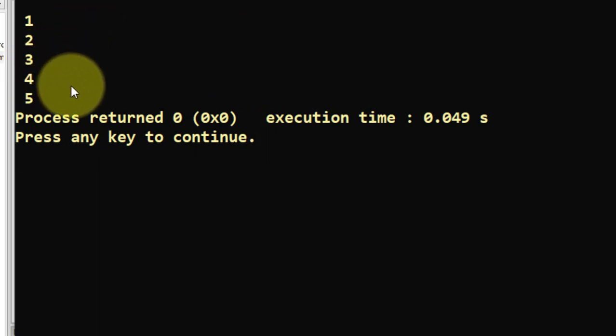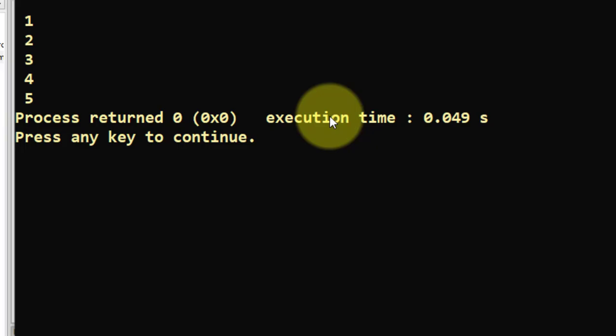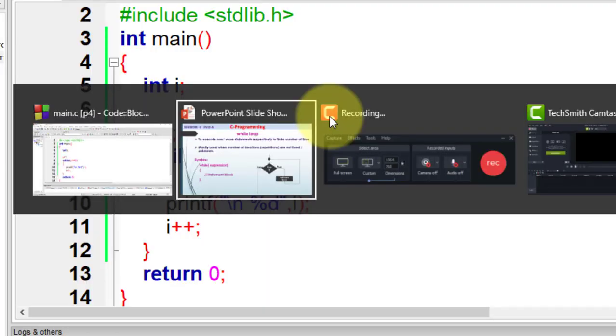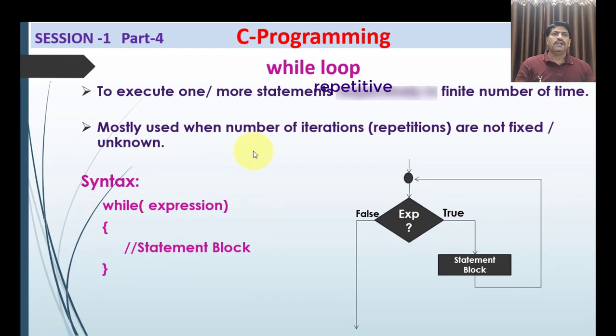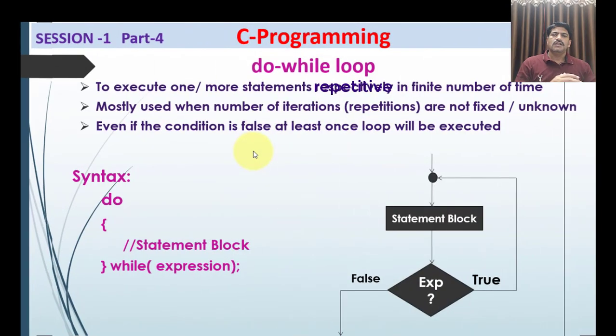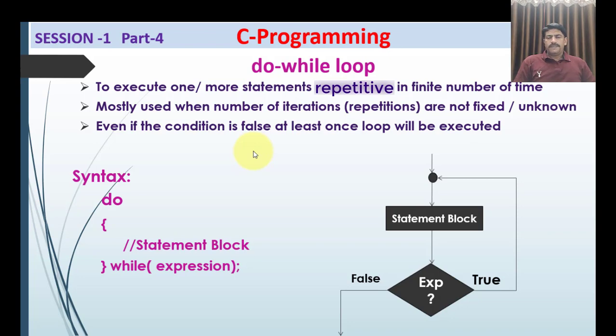Okay, see the next loop, that is the do-while loop. It is used to execute one or more statements repeatedly a finite number of times. It is mostly useful when the number of repetitions is not fixed or not known. This do-while loop is executed at least one time even if the condition is false.